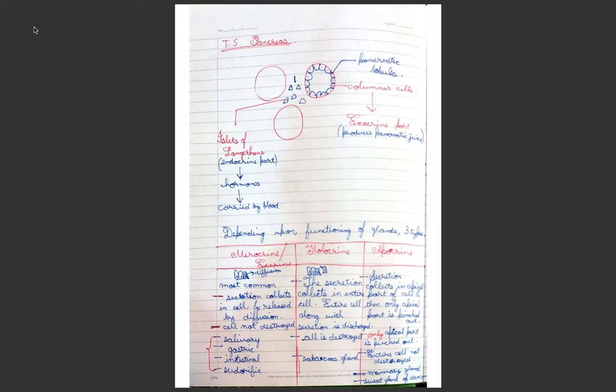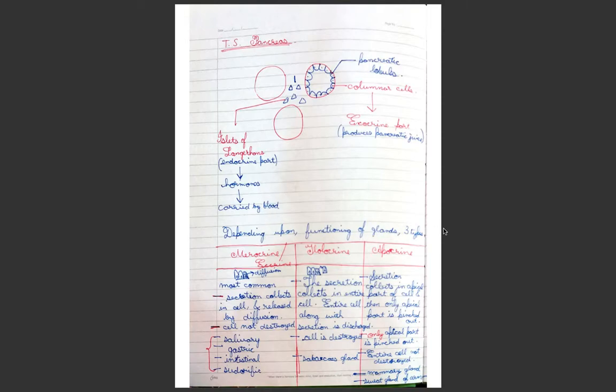The epithelium tissue also has glands, and glands are of three types: endocrine, exocrine, heterocrine. Pancreas is heterocrine. This is the transverse section of a pancreas. Here you can see pancreatic lobes which have columnar cells. This is the exocrine part, and it secretes pancreatic juice. The islets of Langerhans, that is the endocrine part, secrete hormones, and these are carried by blood, not by tubes.